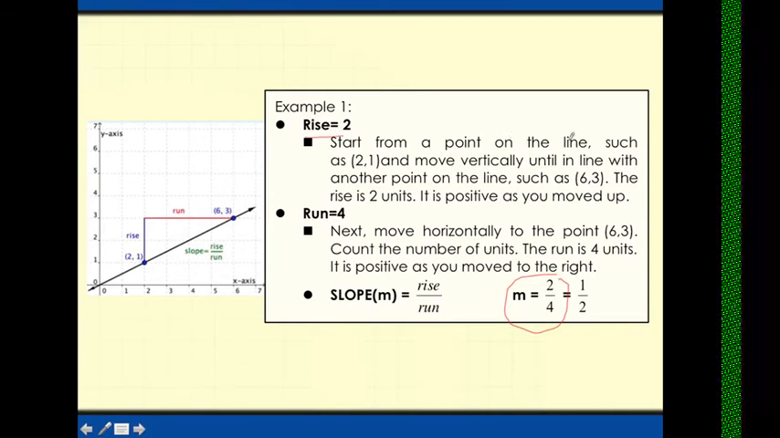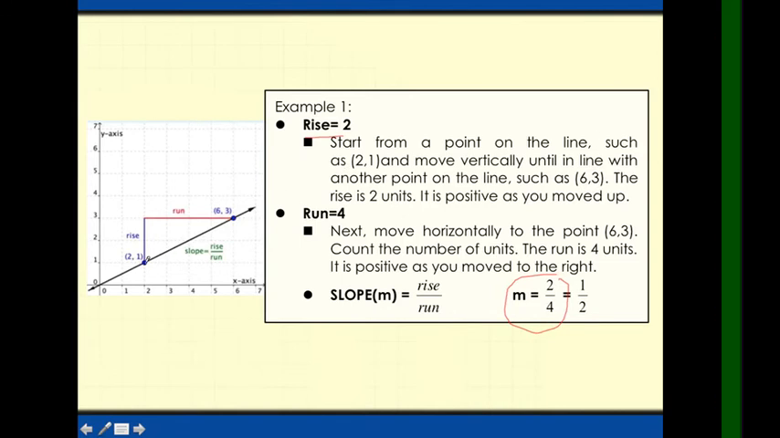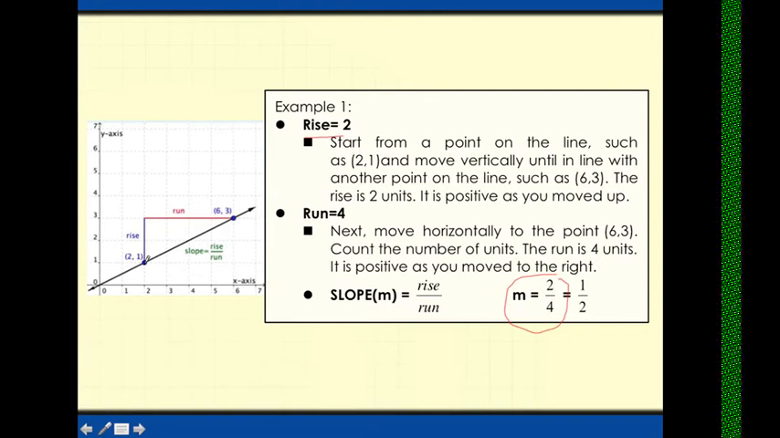Start from a point on the line such as 2 and 1. So, this is 2 and 1. And then move vertically until the line with another point on the line such as 6, 3. Then, the rise is 2 units. It is positive as it moves. So, to sum up, ito lang yung gusto niyang sabihin. Kapag meron tayong 2 and 1, which is our point here, given yung 2 and 1, okay, baka magtanong kayo saan ko nakuha yung 2 and 1. It is given. So the point 2 and 1 here, yung kanyang rise ay 2.